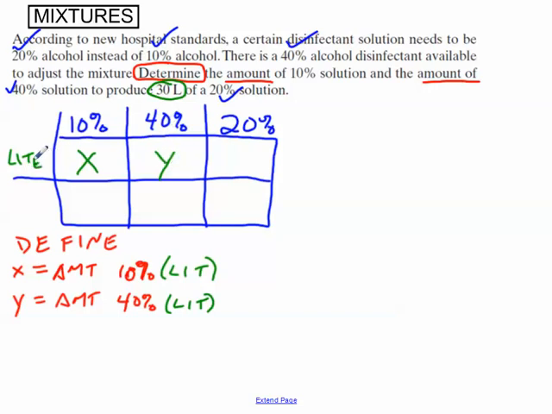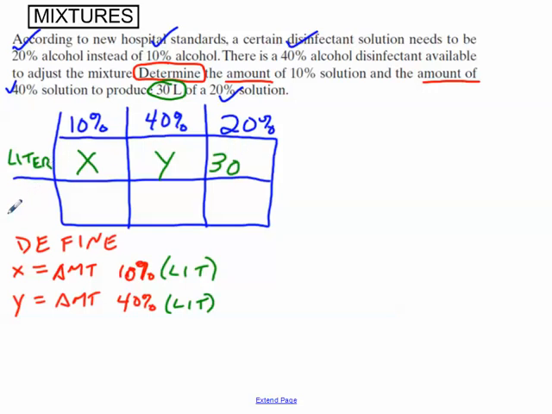I'll clarify this. Liters, L-I-T-E-R-S. Up here it says we need to produce 30 liters of a 20% solution. So we need 30 liters right here. We wouldn't put an L there because in this table it's just numbers, since we know that the column describes liters. So there's some information that we put in there.